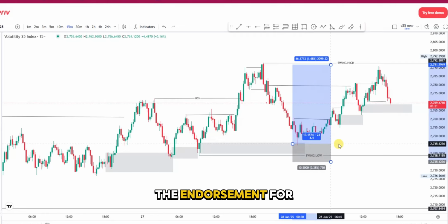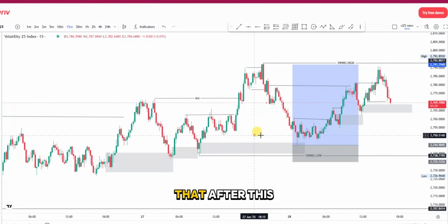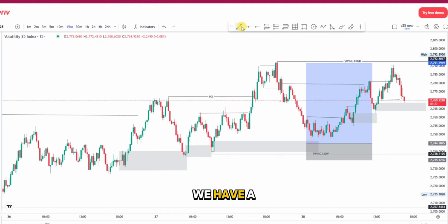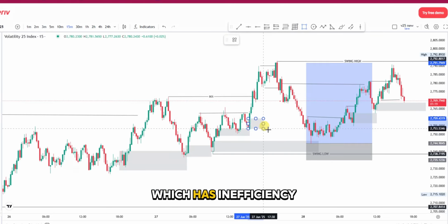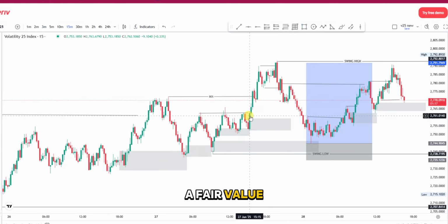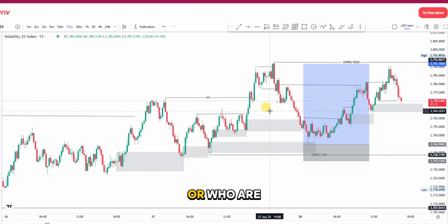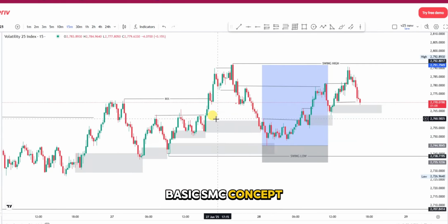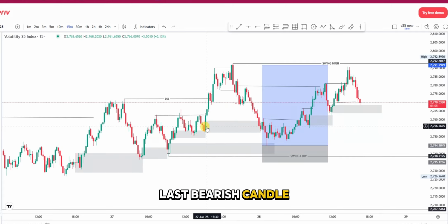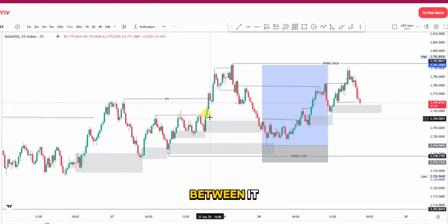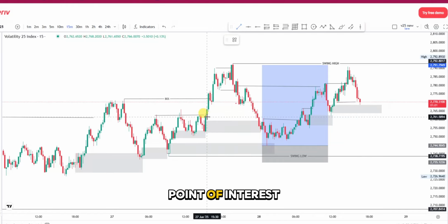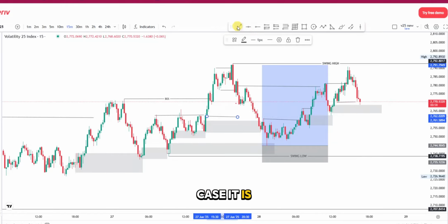Good. So for the inducement for the first trade, we could see that after this inefficiency, we have a zone here. It has been mitigated, and then we have another zone which has inefficiency above. That is a fair value gap. So most people who are not aware of the liquidity trading concept, or who are following the basic SMC concept, will take this last bearish candle which has fair value gap in between it to be their point of interest, which in this case it is a trap.